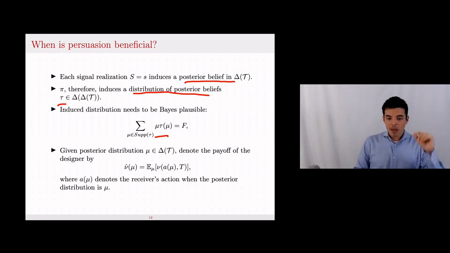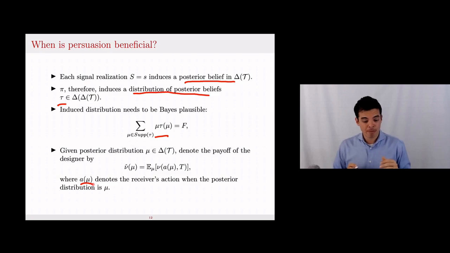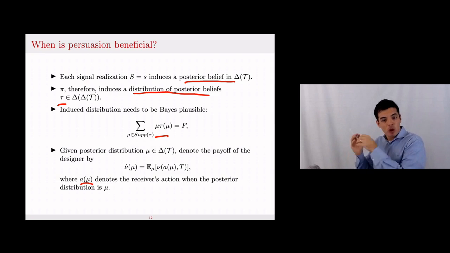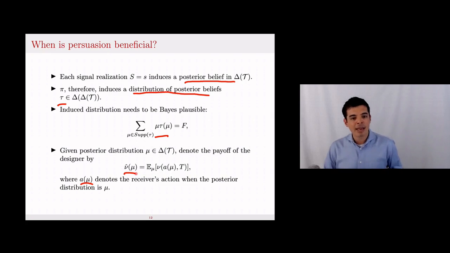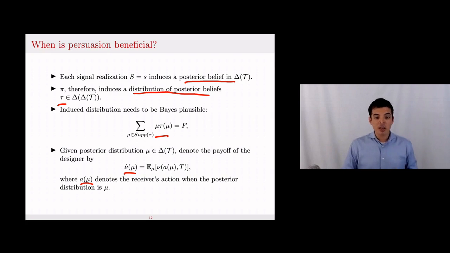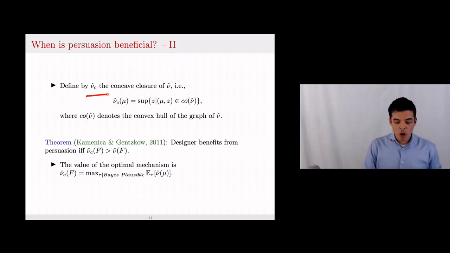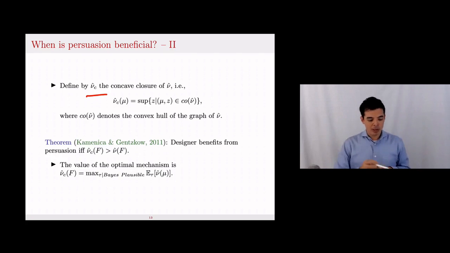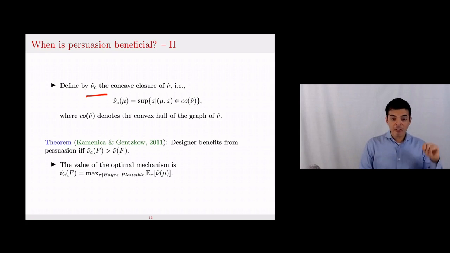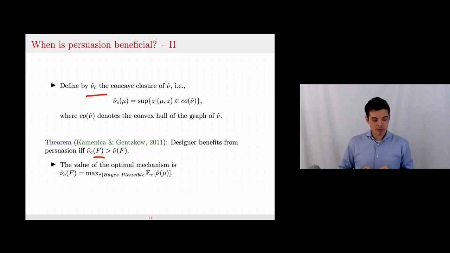Perhaps more importantly, for a given posterior belief mu, you can reason about the action that the receiver will find it optimal to take. Well, if you can reason about the receiver's action, you can also reason about the designer's expected payoff for the given posterior belief. And let me denote this by nu hat of mu. This nu hat function turns out to play a key role in the answer to this question about when persuasion is beneficial. Specifically, think about the nu hat function and its concave closure. A beautiful result due to Kamenica and Gentzkow establishes that if this concave closure evaluated at F, the state distribution, is strictly larger than nu hat evaluated at F, then the designer benefits from persuasion.